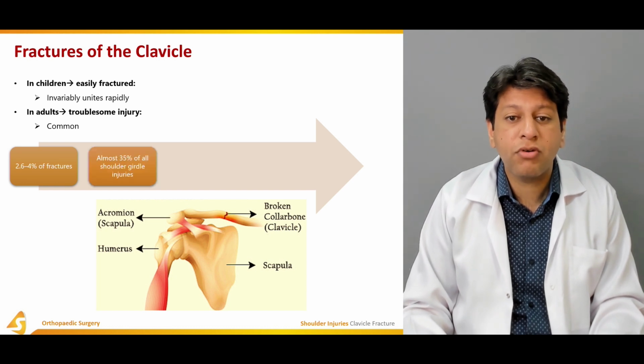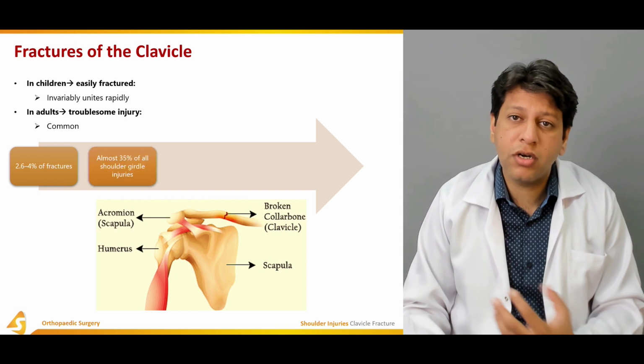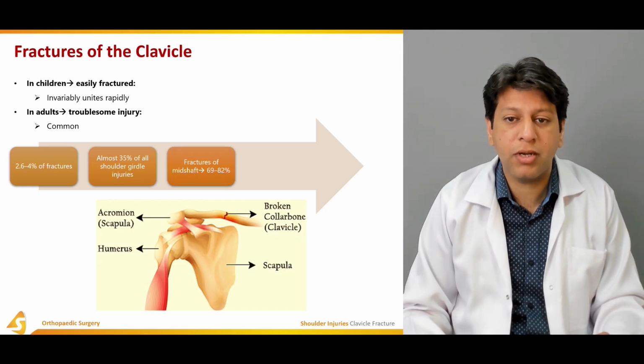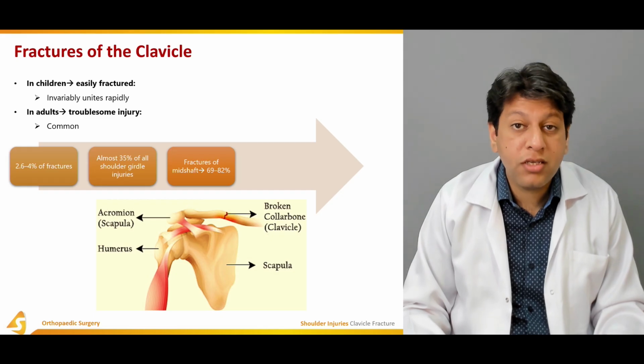Normally it's 2.6 to 4% of the time it gets fractured. Among the shoulder girdle injuries, almost 35%, about 1/3 of it, very commonly the clavicle gets fractured. Most commonly it is the midshaft.